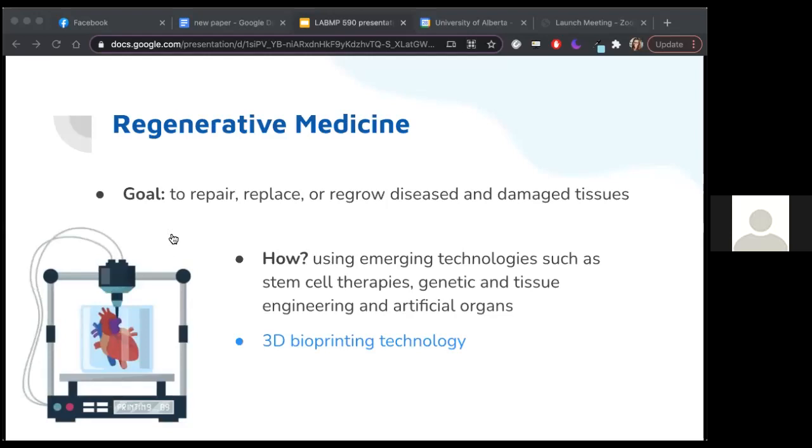So regenerative medicine aims to repair, replace, or regrow diseased and damaged tissues. This is done through emerging technologies such as stem cell therapies, genetic and tissue engineering, and artificial organs. And of course, today I will focus on 3D bioprinting.